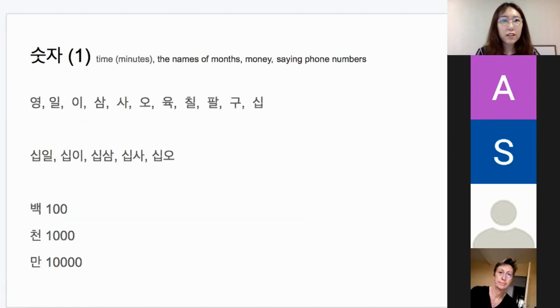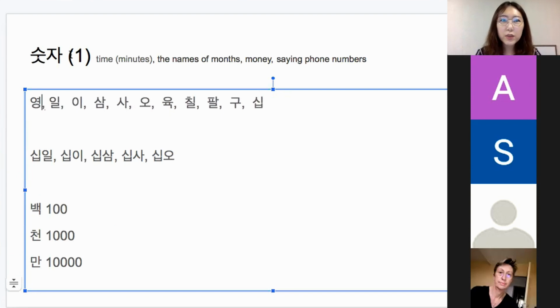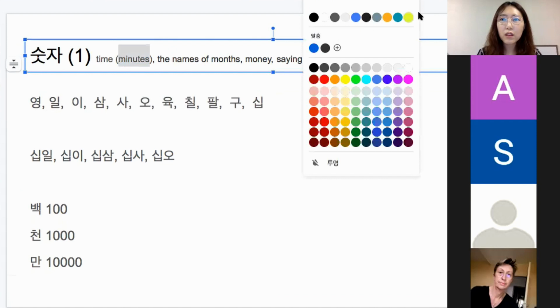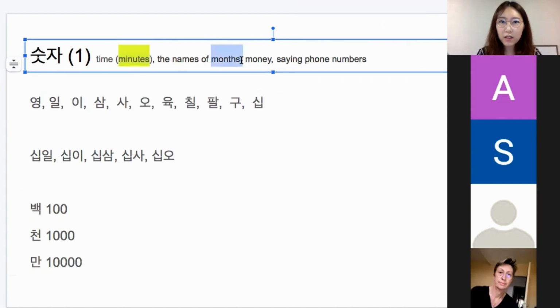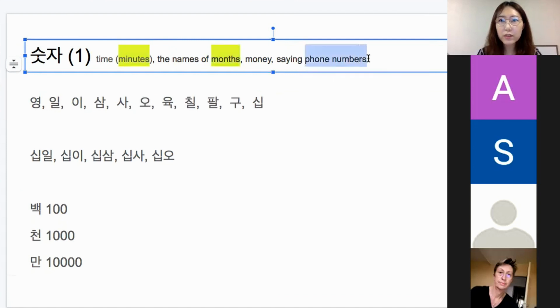Okay. So the first one, we use this number for minutes. We call minutes and the name of the month. Okay, I will mark here. Minute, month, phone number.